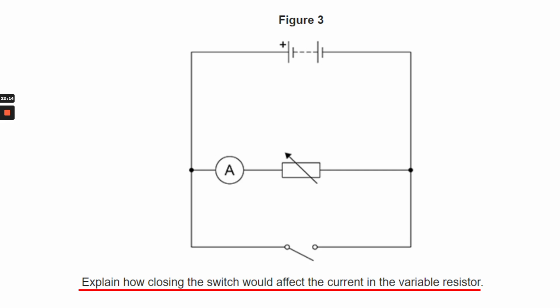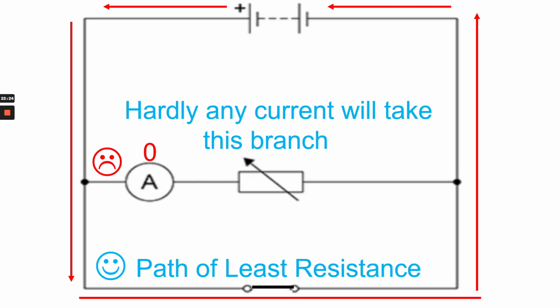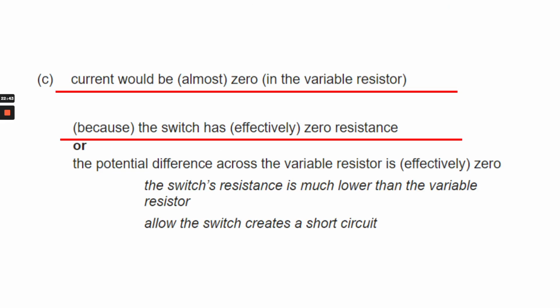So, explain how closing the switch would affect the current in the variable resistor. This question wasn't answered well. Here's the answer: if I close the switch, the electricity will follow the path of least resistance, and the switch has zero resistance at all. It's not designed to be a resistor, so the reading on the ammeter will read zero, and there will be no current going to the variable resistor. So that's how it explains this answer here, if you want to spend a moment looking at that.